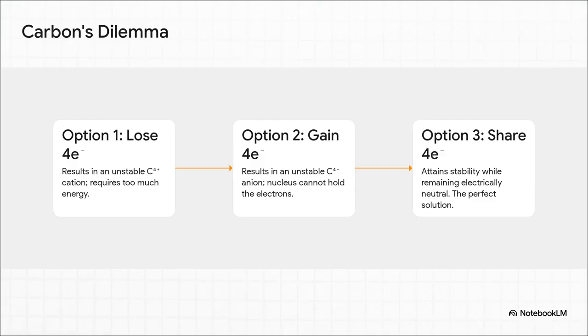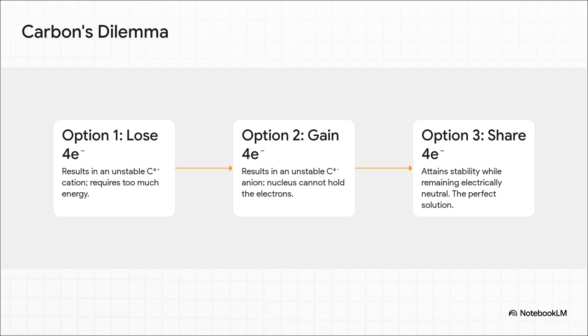Okay, so let's walk through carbon's options. Option 1, it could just try to give away its 4 outer electrons. But losing 4 electrons would create this ion with a huge positive charge, and that takes way too much energy. So that's a no-go. All right, option 2, what if it tries to gain 4 electrons? Well, its tiny little nucleus just doesn't have the pull to hold on to all that extra negative charge. So, if giving and taking are both off the table, what's left?